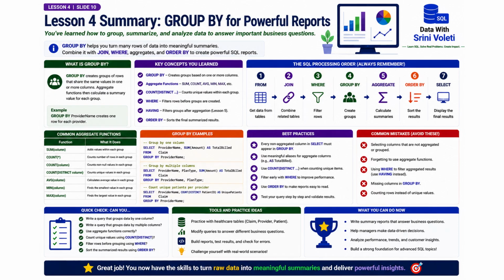Now let us review the aggregate functions one last time. COUNT tells us how many rows exist. SUM adds numeric values. AVERAGE calculates an average. MIN finds the smallest value. MAX finds the largest value. These five functions form the foundation of business reporting, you will use them throughout your SQL career.